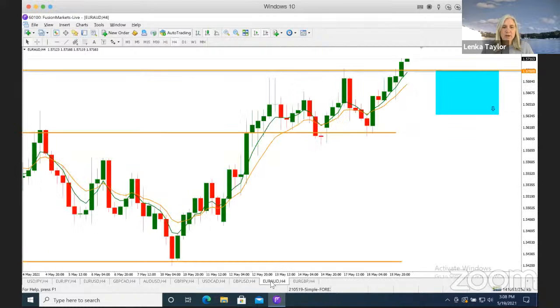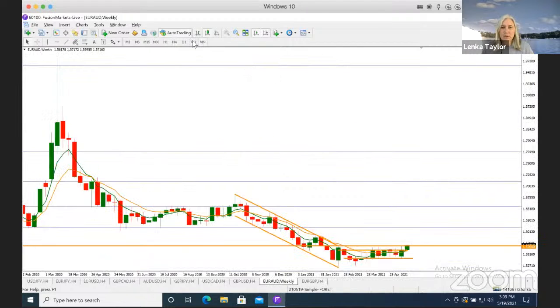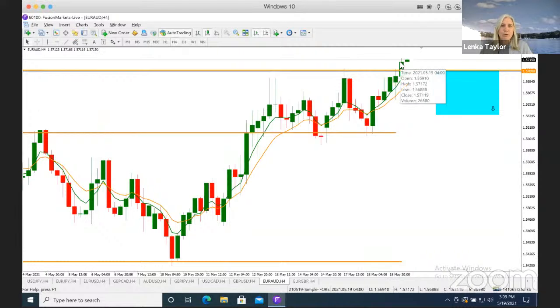Next currency pair I'm going to have a look at is Euro AUD. So this one, I'm looking for a short for the price being under that 1.57. On the weekly, we had that bullish engulfing, and the daily has just gone past that channel that was going sideways, and it looks like it has now gone above the 1.57 with one close on the 4-hourly.